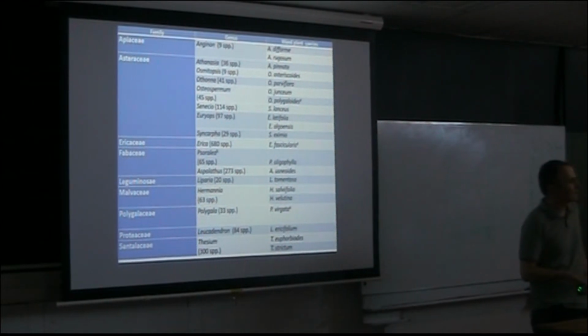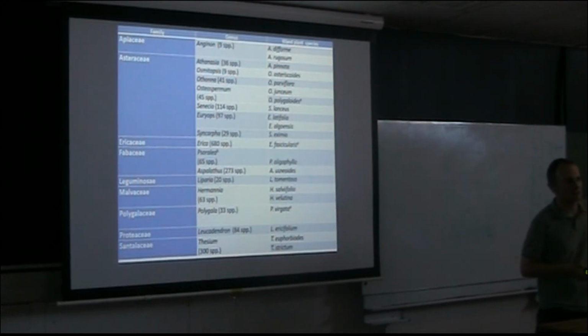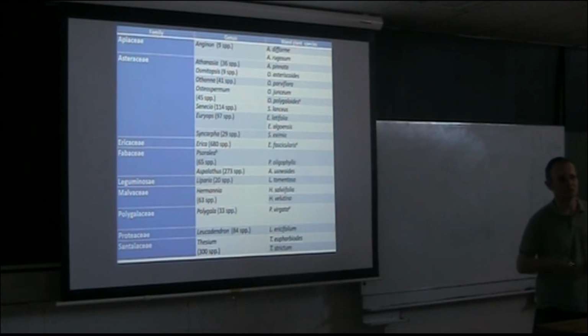Whatever this is, the reason for this architecture is not from a common ancestor. Nice, simple hypothesis, and we falsify it.